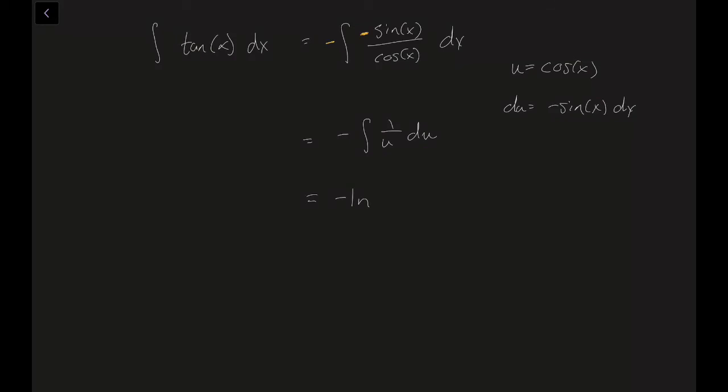And so this is negative log of the absolute value of u plus c. But u is cosine, so this is negative log of absolute value of cosine of x plus c, or just simply the log of secant of x plus c.